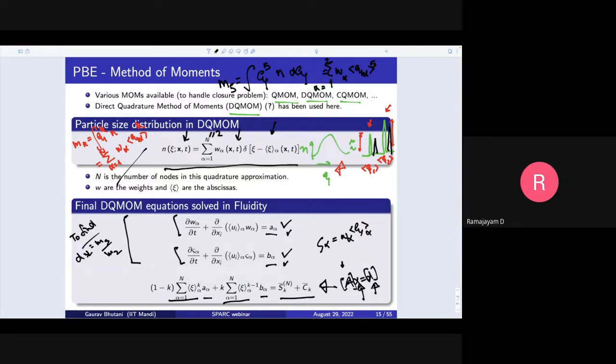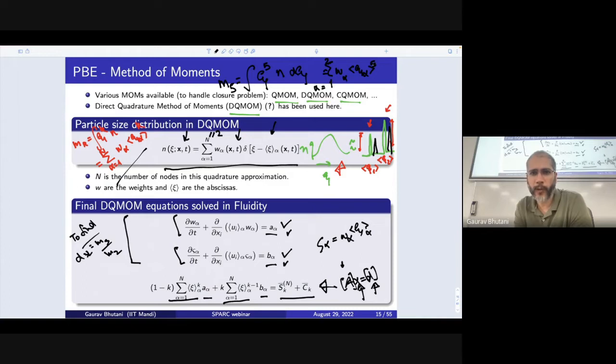Yes, sir. Does that make sense? Yes, sir. So we need initial condition alone. We can find out the other moments. We need initial conditions for M0, M1, M2, and M3, as well as boundary conditions for these moments because we are solving equations for these moments.